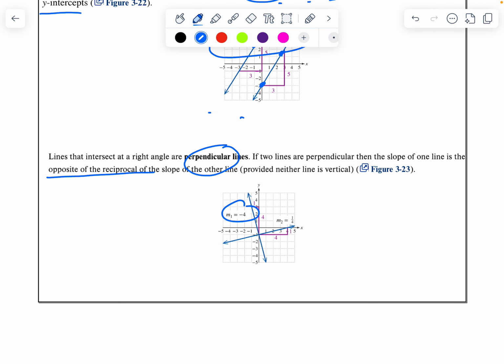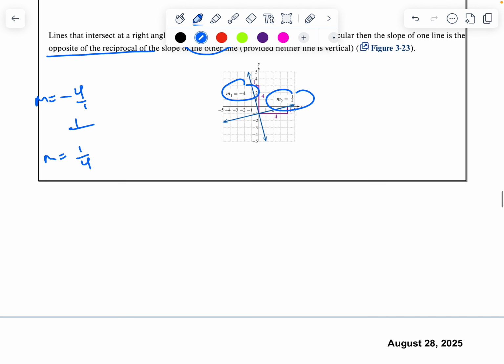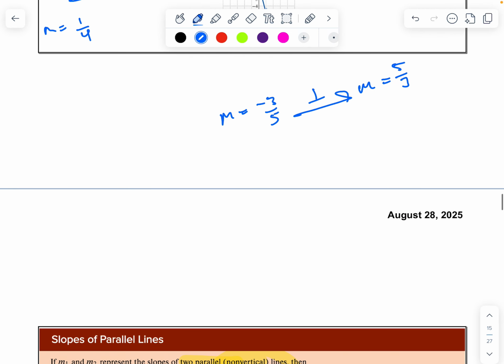So if I took this slope, -4, if I wanted to make a perpendicular slope, this is the same as -4/1. I would call it positive 1/4. So we changed it from negative to positive, and we flipped it. If I had, for example, a slope of -3/5, my perpendicular slope would be positive 5/3. If I have a slope of positive 1/3, I would say my perpendicular slope is -3/1, or the same thing as -3.